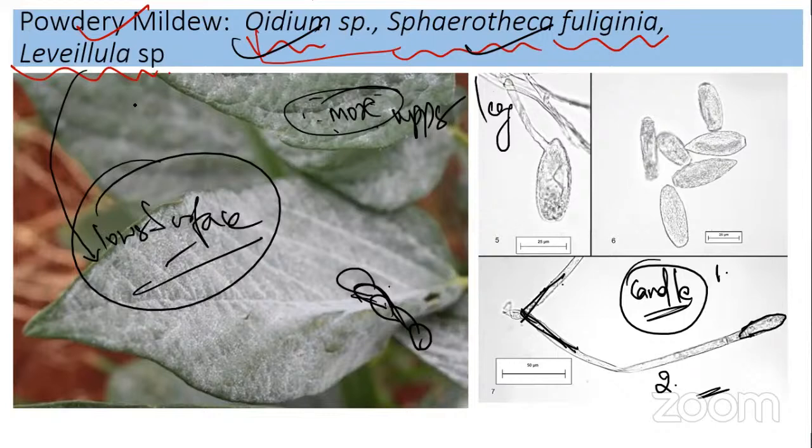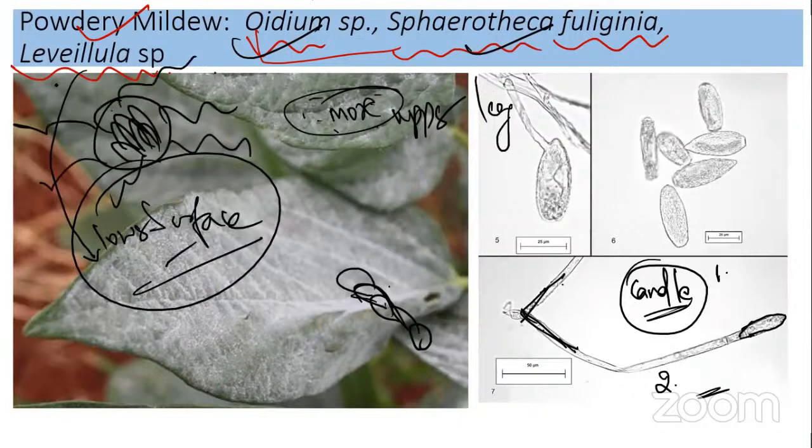Leveillula is the perfect stage. It is semi-endophytic like this. It will bear mycelioid appendages with many asci inside the cleistothecium. Its asexual stage is this one.